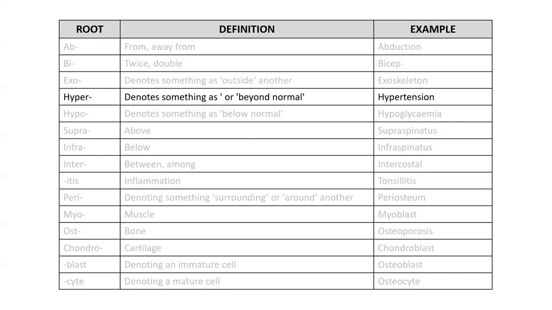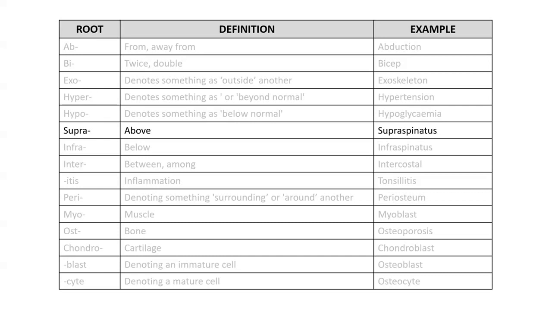Hyper, we've already talked about. It refers to something as beyond normal. So for example, hypertension is high blood pressure. Hypo is then the opposite of hyper, so it refers to something as below normal or low. The example here is hypoglycemia, which refers to low blood sugar.